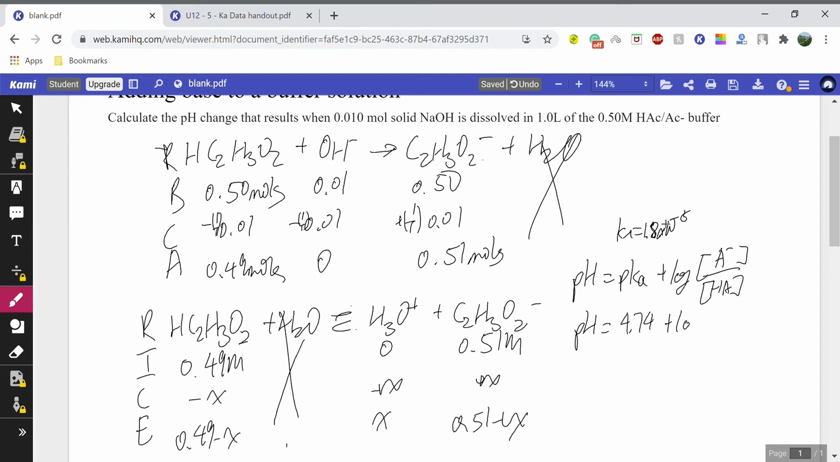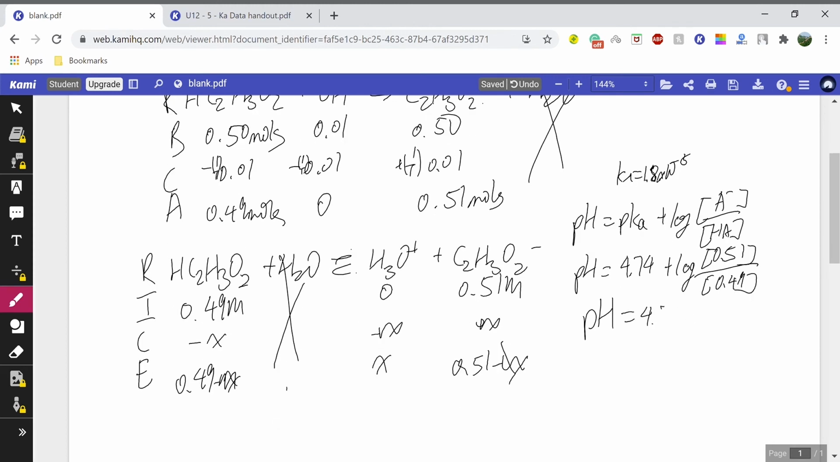The pKa is 4.74, plus log of the concentration of A minus at equilibrium, which is 0.51 minus x. Because our Ka is so small, we can simply ignore this x. So on top, it's just 0.51, divided by the concentration of HA at equilibrium, which is 0.49 minus x. Since Ka is extremely small, we can remove this minus x as well, so down here will be 0.49. That will give us our pH. Let's plug into our calculator: 4.74 plus the log of 0.51 over 0.49, which gives us a pH of 4.76. And that is our pH.